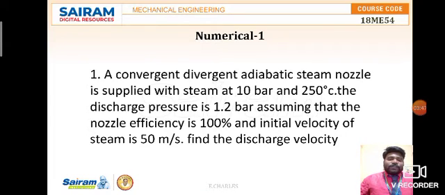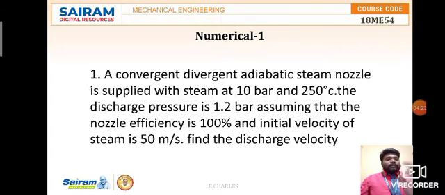Here the nozzle efficiency is given as 100%, which says that there is no friction. The nozzle works in the absence of friction, that's why it is given as 100%. And the initial velocity of steam is 50 meters per second, the velocity with which the steam enters the nozzle. We need to find the discharge velocity, that is, the final velocity when the steam comes out of the nozzle.